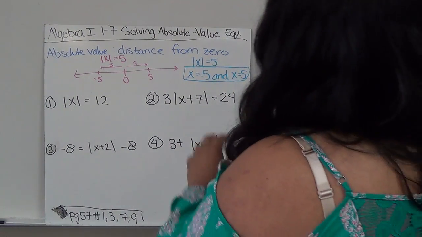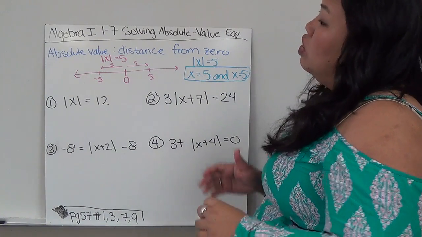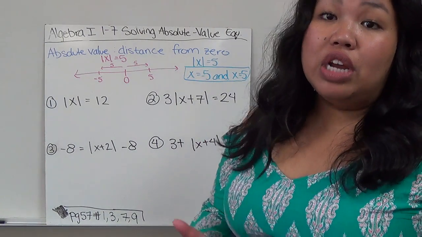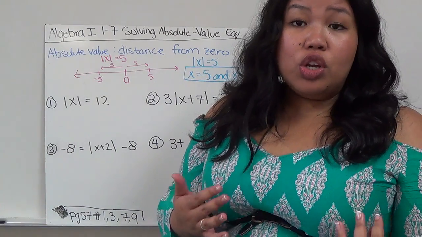In Algebra 1, Section 1.7, we are solving absolute value equations. So basically, the absolute value is not just a number, but it's a distance from 0. So you can go multiple ways.